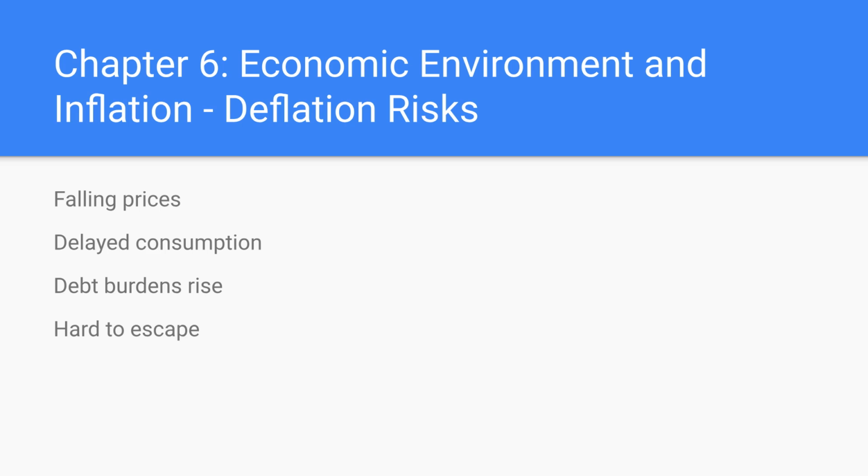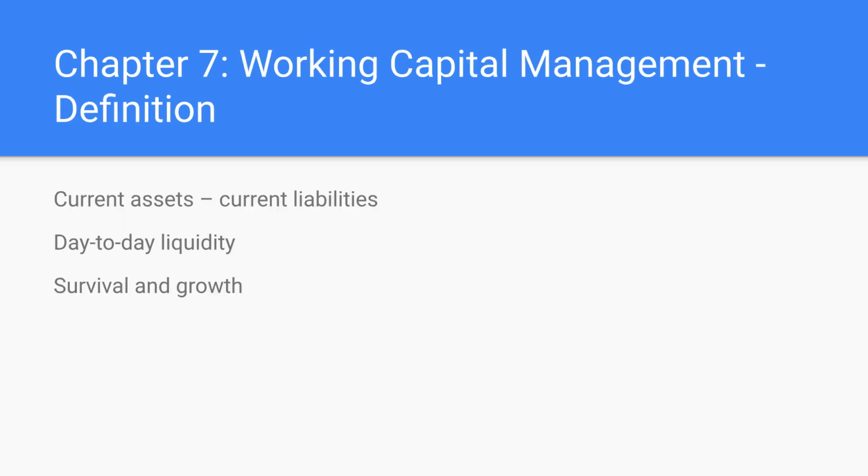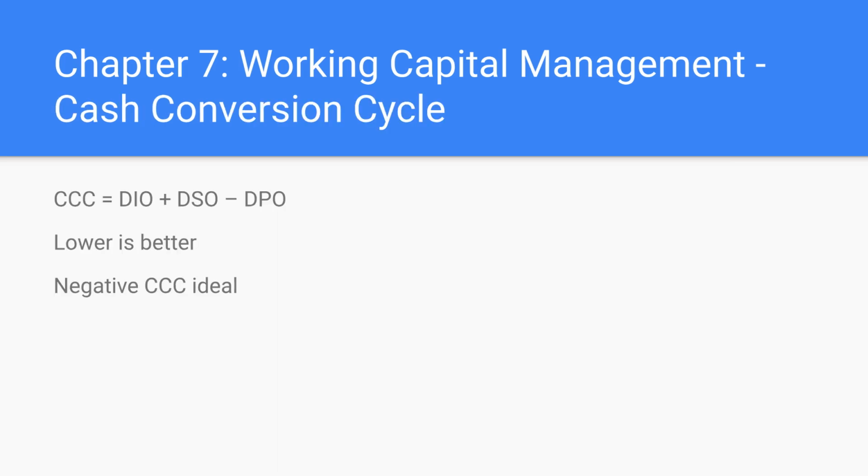Deflation, or falling prices, carries risks like delayed consumption and rising real debt burdens, making it difficult for an economy to recover. Inflation has significant business implications for pricing strategy, wage management, asset choices, and financing decisions. Chapter 7 focuses on working capital management, defined as current assets minus current liabilities, crucial for day-to-day liquidity, survival, and growth. The cash conversion cycle, or CCC, measures the time it takes to convert investments into cash.